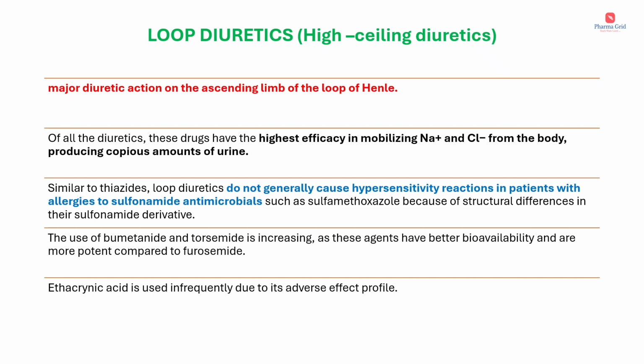Moving on to the next category, which is loop diuretics, also known as high ceiling diuretics. Major diuretic action is on the ascending limb of the loop of Henle. Of all the diuretics, these drugs have the highest efficacy in mobilizing sodium and chloride from the body, producing copious amounts of urine. Similar to thiazides, loop diuretics do not generally cause hypersensitivity reactions in patients with allergies to sulfonamide antimicrobials such as sulfamethoxazole because of structural differences in their sulfonamide derivative. The use of bumetanide and torsemide is increasing as these agents have better bioavailability and are more potent compared to furosemide. Ethacrynic acid is used infrequently due to its adverse effect profile.